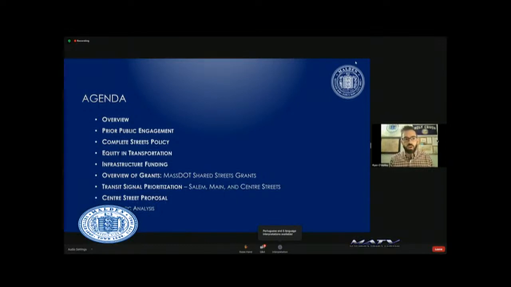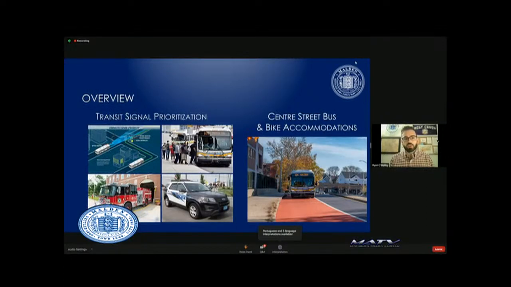High level, transit signal prioritization would allow buses and other emergency vehicles like police, fire, and ambulances, if we choose so, to communicate with our lights and ideally be able to get to and respond to emergencies quicker. On Center Street, we are proposing a similar project to what you see on Florence Street. The image of Florence Street is shown here on the right.